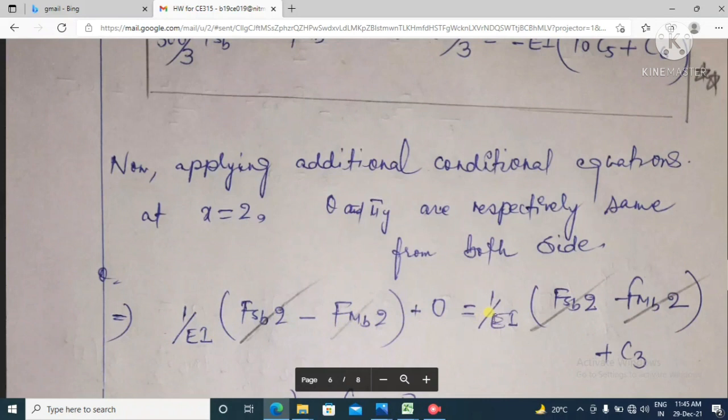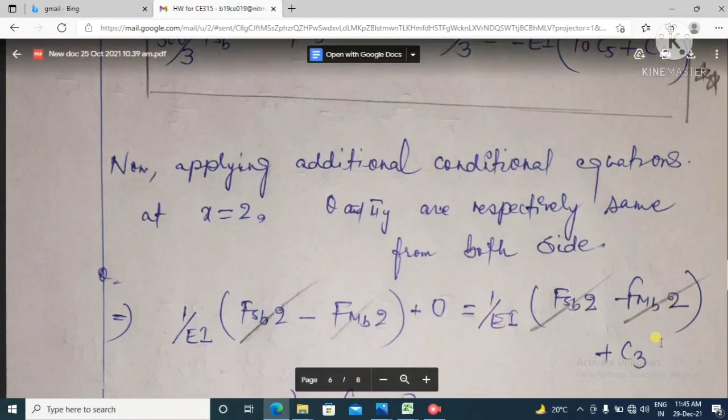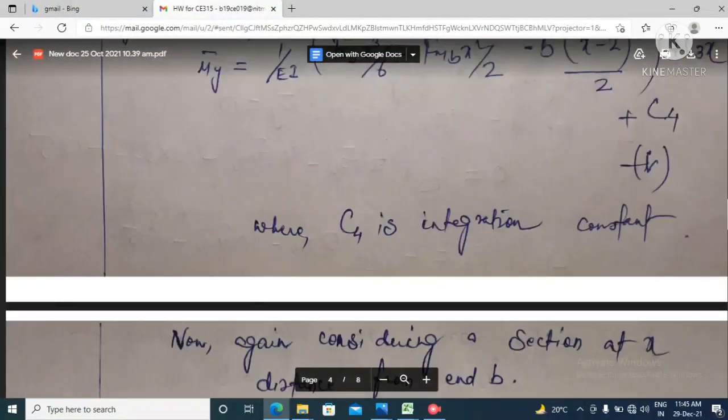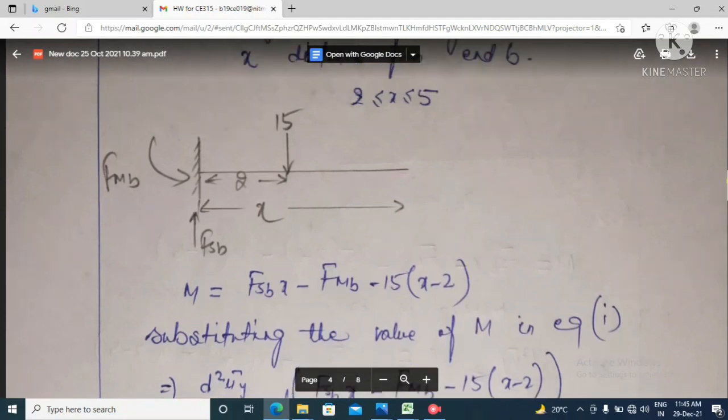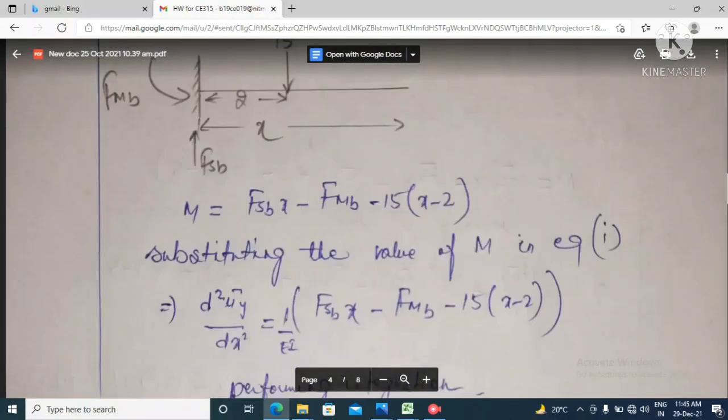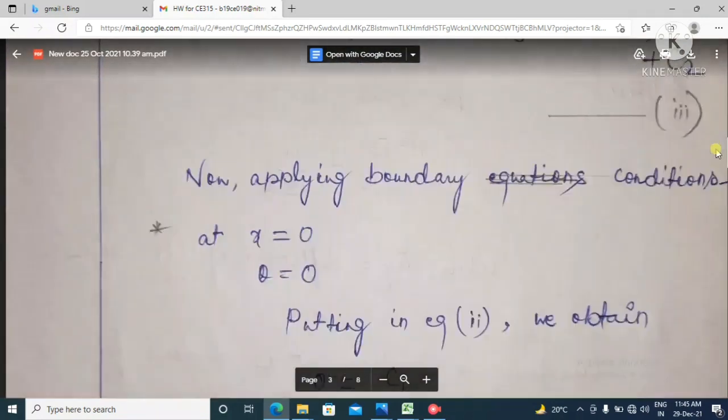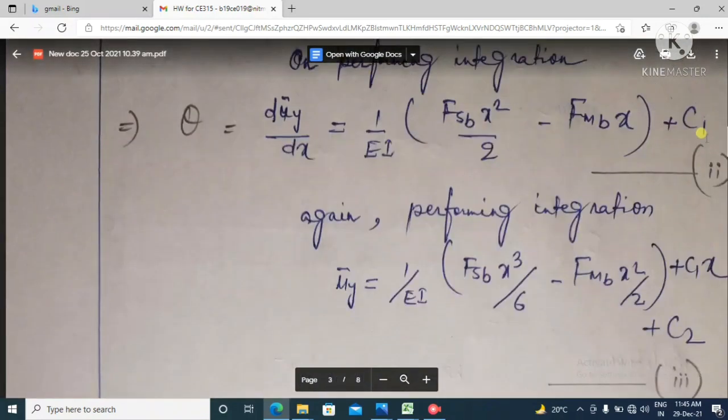1 over EI (FSB 2 minus FMB 2 plus 0) is equal to 1 over EI (FSB 2 minus FMB 2 plus C3). You can see I am putting here theta is equal to theta, it should be the same, na. See here.